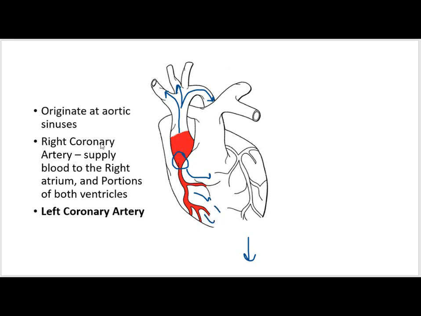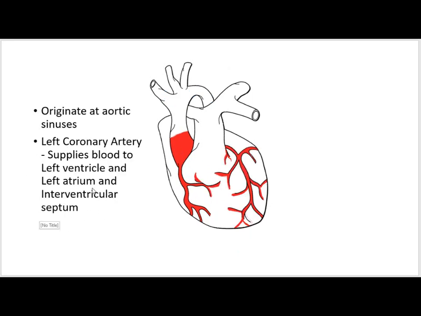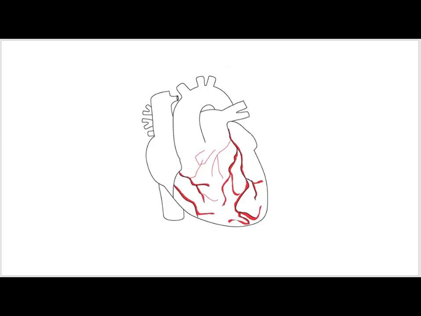You have the right coronary artery that supplies blood to the right atrium and a portion of both ventricles. And then you have the left coronary artery, and the left coronary artery supplies blood to the left ventricle, the left atrium, and the ventricular septum. If you look at the heart from a different view, that's the coronary supply.